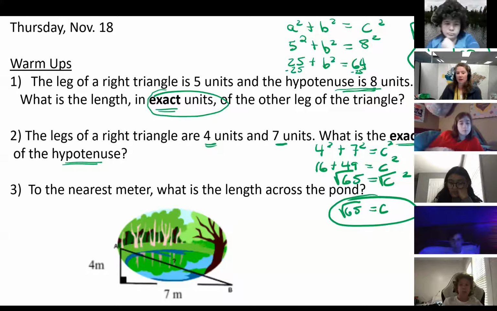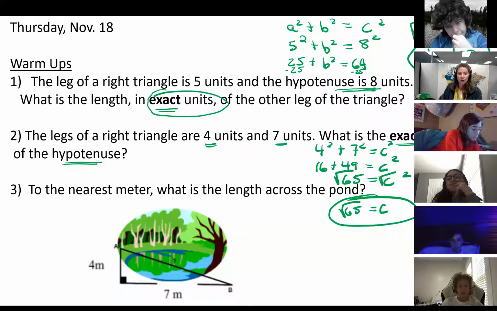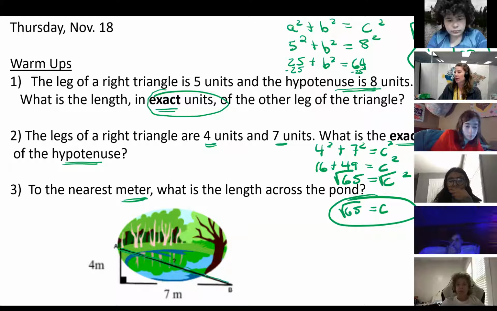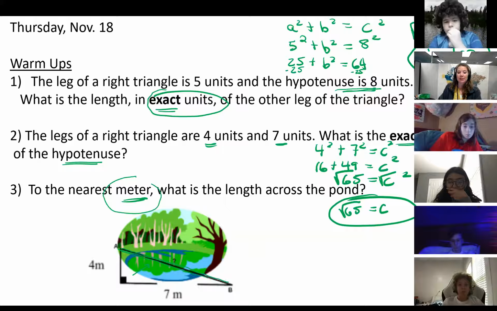Good. All right, the last one for the warm-ups: to the nearest meter, what is the length across the pond? So which part of the triangle is this in the picture? The hypotenuse, right? So look at our numbers. They're exactly the same as what we just did, 4 and 7. So we've already done this problem. The difference is this one says to the nearest meter. So is our answer square root of 65?